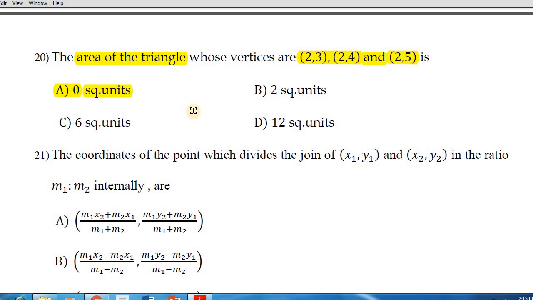And another thing, you know what? Look at the given coordinates: 2, 3, 2, 4 and 2, 5. The x values are all equal. X1 is equal to X2 which is equal to X3, all 2 only. It means all these points lie on a straight line, which means these are collinear points. Collinear points don't form a triangle. When it doesn't form a triangle, how can you find the area of the triangle? It is impossible. Next, move on to the next one.